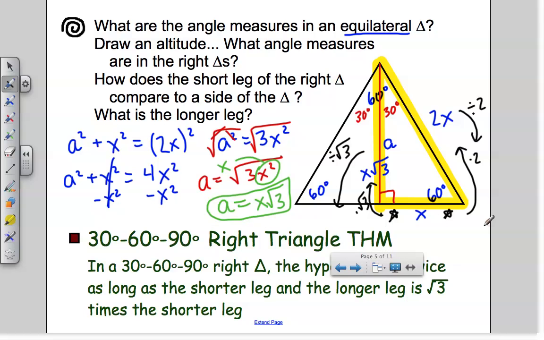So the summary in words for a 30, 60, 90, and I don't know that you need to write this, I think the picture does enough: in a 30, 60, 90 right triangle, the hypotenuse is twice the length of the short leg, and this longer leg is square root of 3 times the shorter leg. So we're going to use these shortcuts to do some examples here.